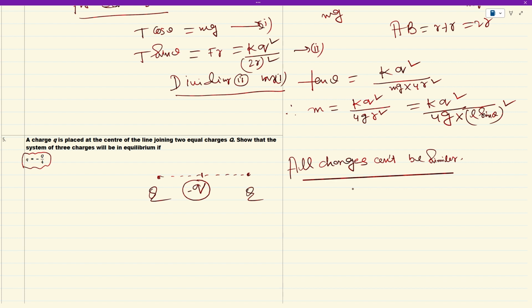This Q is repelled by this one and attracted by this one. Balanced. This Q is attracted by minus q and repelled by this. So repelling is there, attractive also is there. Balanced. Minus q is attracted by the charge kept here and the charge kept here. Balanced. Minus q is in equilibrium. Okay. So based on this, we have to find.